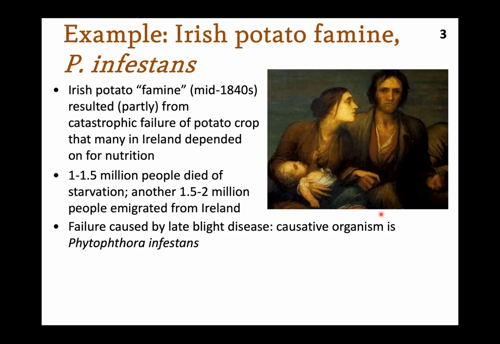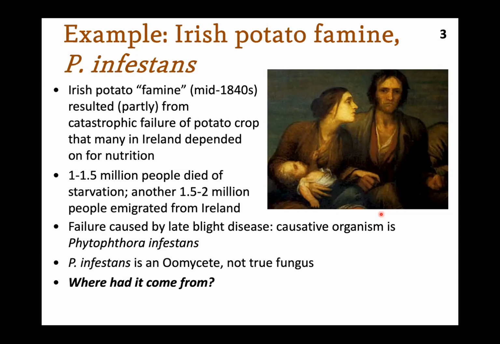The reason that the potato crop failed is because of a disease called late blight disease, and the causative organism for that is, of course, Phytophthora infestans. Now, Phytophthora infestans is not a fungus, it's an oomycete, but the dynamics are exactly the same. So the question is, where had this devastating disease come from? Why did it suddenly appear in Ireland? And in fact, it occurred around Europe and also North America in the 1840s. So the question we're going to look at here is, what is the origin of Phytophthora infestans?